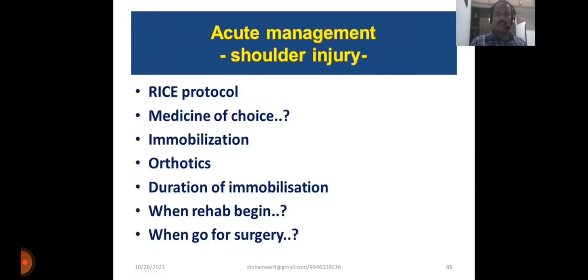Okay. In case of acute shoulder injury management, the RICE protocol is very, very important. Rest, ice, compression, and elevation. It is the RICE protocol. So you have to use an ice pack. You take ice cubes and crush them using a towel. Never directly apply the ice. Use ice cubes in a towel and apply for 10 minutes over the injured area.